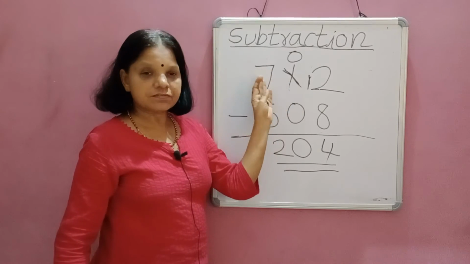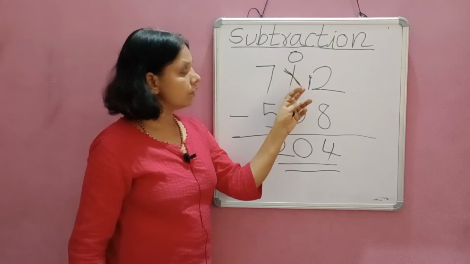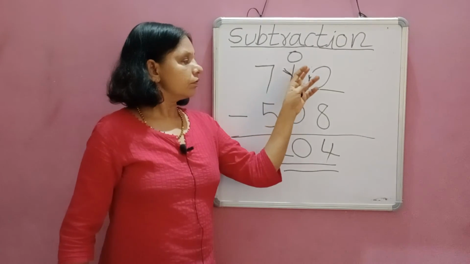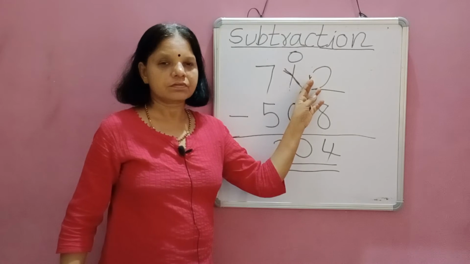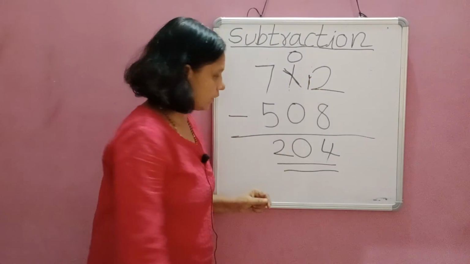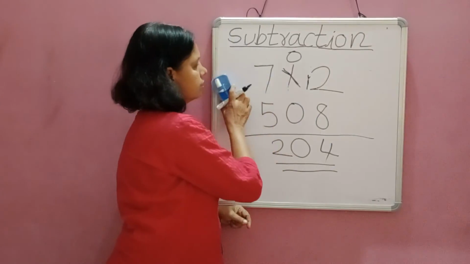So this way you have to take from the digits of the next higher places if the digit of the units place of the bigger number is smaller. One more example I will give you, then you will understand better.